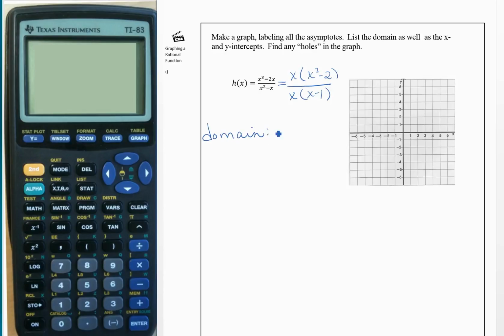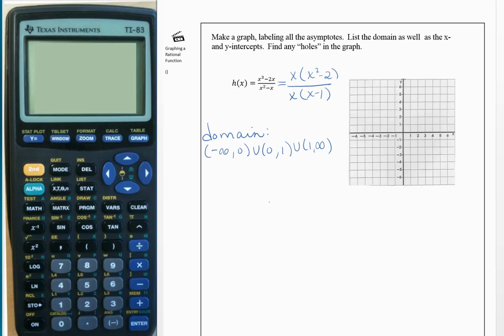So right away we can say what the domain is. We need to leave out 0 and 1 because those would make the denominator 0. So we'll go from negative infinity up to 0, then 0 to 1, and then from 1 to infinity. Now, what happens at places where we don't have our domain? We either have a hole or a vertical asymptote.